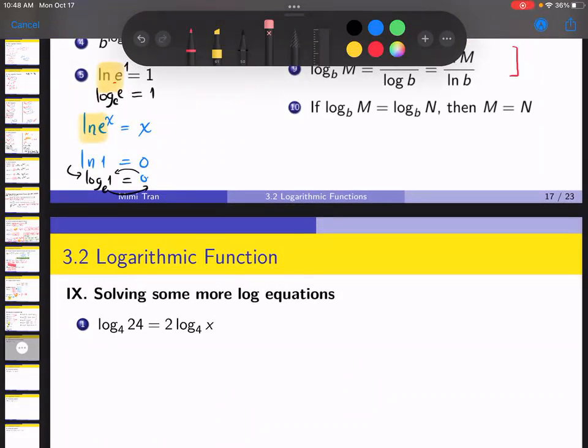Log base 4 of 24 equals 2 times log base 4 of x. It's a good habit to put the parentheses for the input. Now, can I drop the logs and let 24 equal 2x? No. Why? Not yet. We will eventually, but not yet. What should I do first?